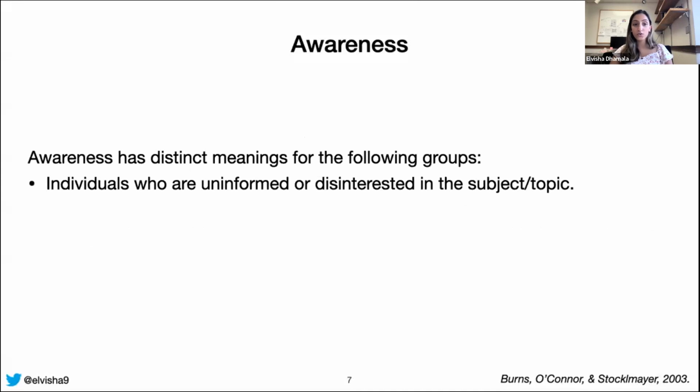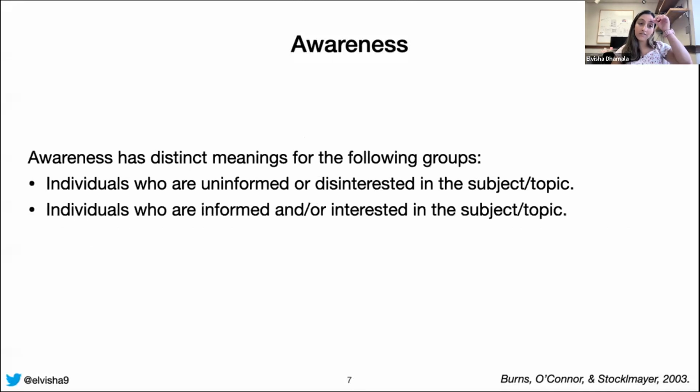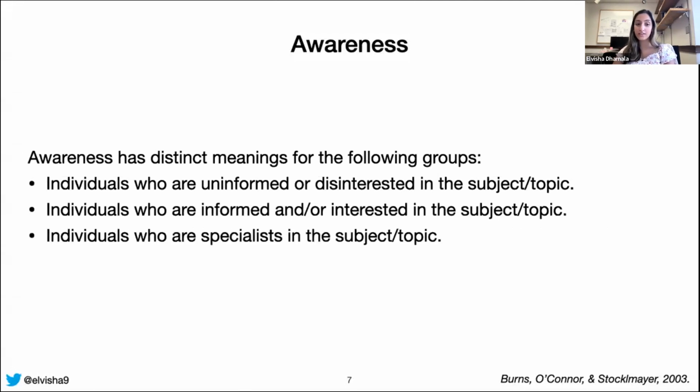First of all, we have individuals who are uninformed or disinterested in the subject topic. Next, we have individuals who are informed and or interested in the subject or topic. And finally, we have individuals who are specialists in the subject or topic. And depending on who you're engaging with and the goals that you're seeking from your communication, you'll need to tailor that communication appropriately so that the information you're seeking to communicate is actually accessible to all of these individuals and seeking to raise awareness at the level that they are actually going to be able to understand it, but also make the most of it.